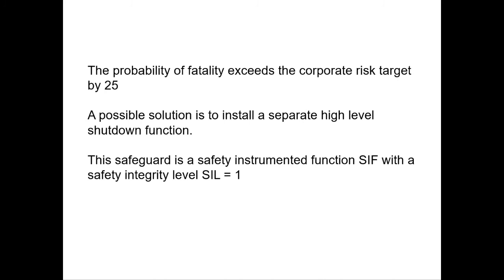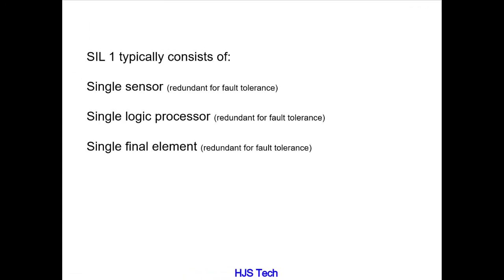Therefore, a possible solution would be to install a separate high-level shutdown function. This safeguard is a safety instrumented function (SIF) with a safety integrity level 1, or SIL 1. SIL 1 typically consists of a single sensor, a single logic processor and a single final element. Therefore, this safety instrumented function would achieve the required risk reduction factor acceptable to the company.